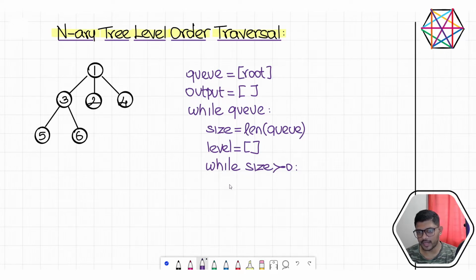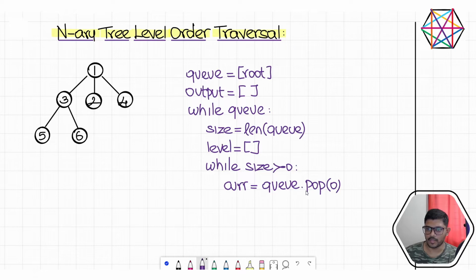So I call it the current node, or I simply call it cur, is equal to queue.pop(0). In the sense, we are just popping off the element at the zeroth index. The very first element we are just popping off. Okay, so that is the current node.